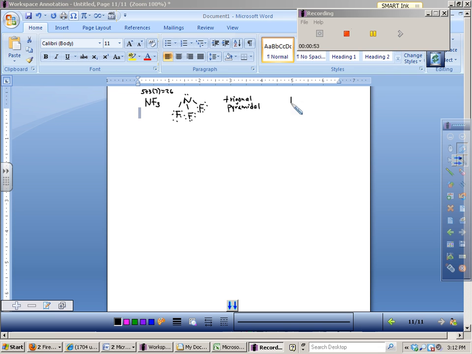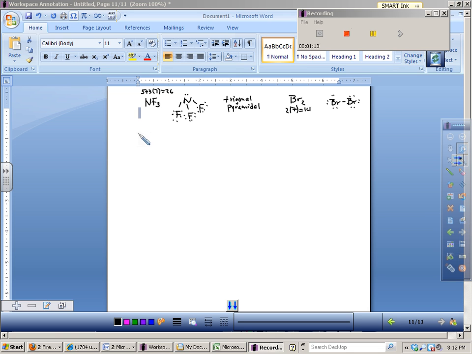The next one is Br2. This is 2 bromines. 2 bromines each bringing 7 gives me 14 electrons. If I put a bond between the 2 bromines, that's 2 of the electrons. That leaves me 12, which means each bromine is going to have 6 electrons in 3 lone pairs.